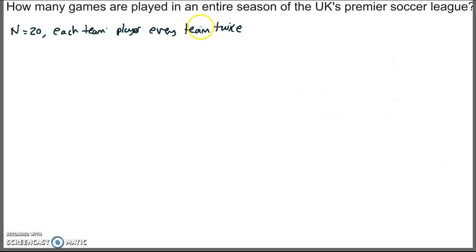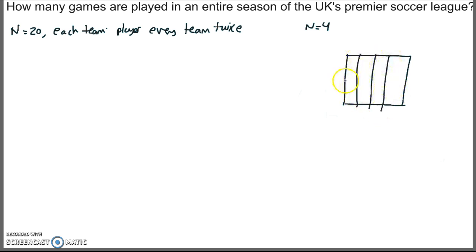So to make it simpler, let's make a simple league in which the number of teams equals 4. So N equals 4. And let's make a scoreboard for the entire season. So we'll draw a square here and make 4 columns. And let's make 4 rows. And we'll name our teams A, B, C, and D. And on this side, we'll repeat that, A, B, C, and D. So we have 4 rows and we have 4 columns.